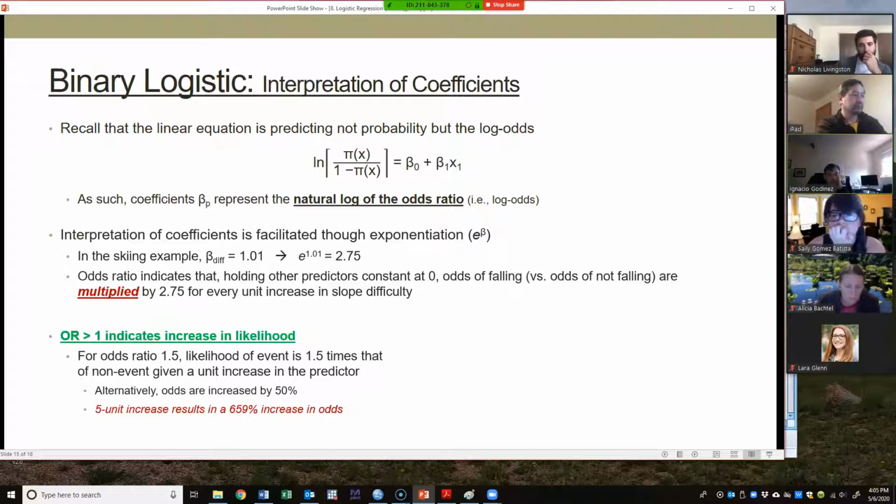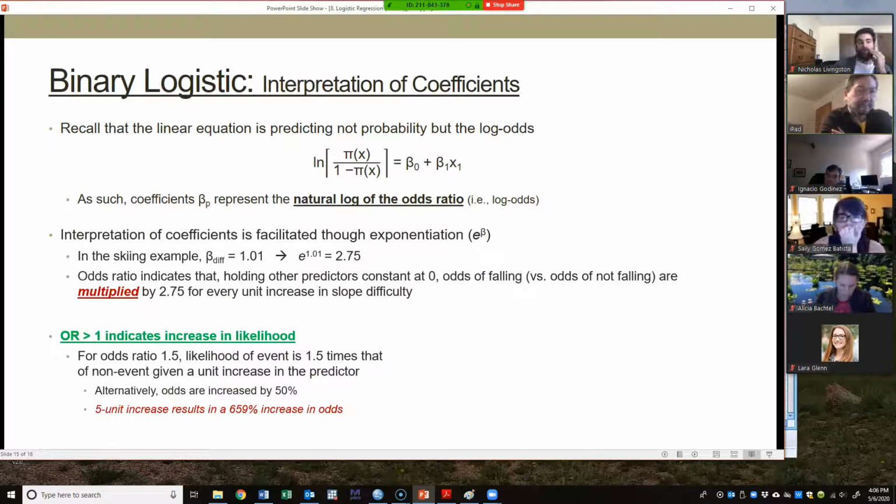I could also say, Nick, a 5-unit increase results in a 659% increase in the odds. Where did I get that? You just rescaled it and multiplied. Yeah. So if I take it, okay, there we go. Is it 759, Josh? Yeah. So your odds ratio would be 7.59, right? Why am I saying a 659% increase, Sean? Oh, because you subtract 1.